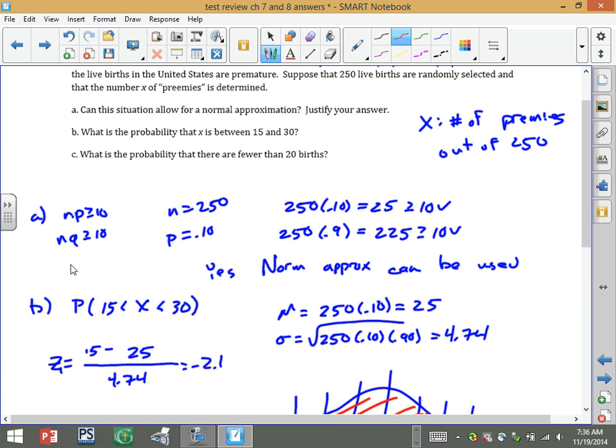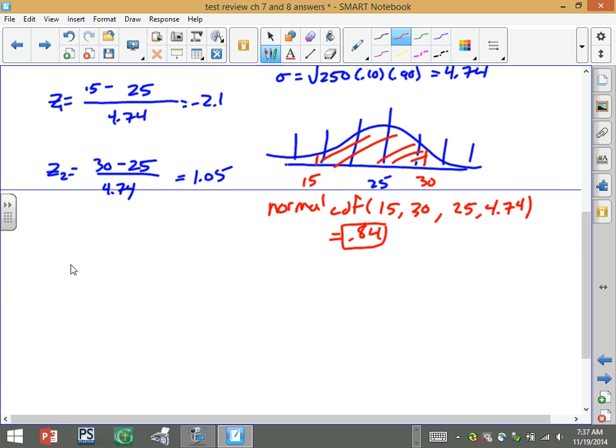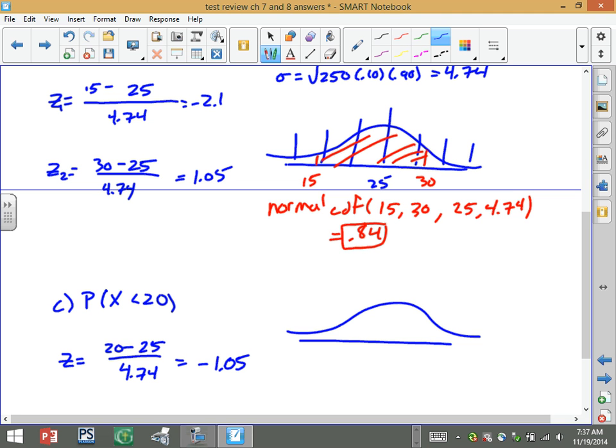And then what's the probability there are fewer than 20? So one more time here, part C is the probability that x is below 20. So the z-score here is 20 minus 25 over 4.74. I'm still using my mean and standard deviation from above. That's negative 1.05. Draw a quick curve, centered at 25. 20 is just below 1 standard deviation, shading this way.